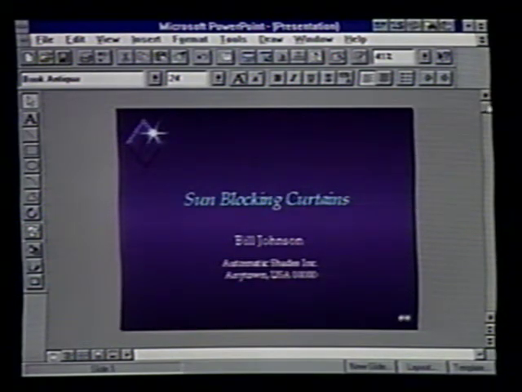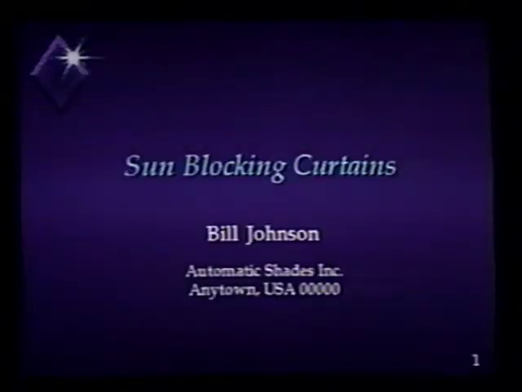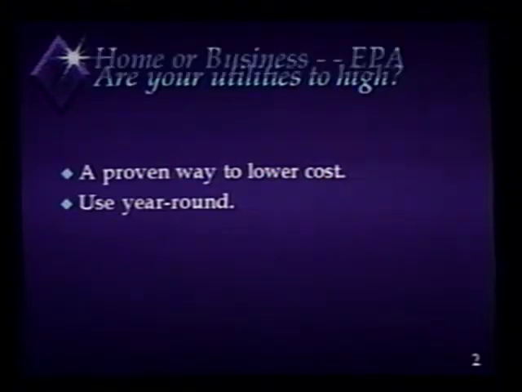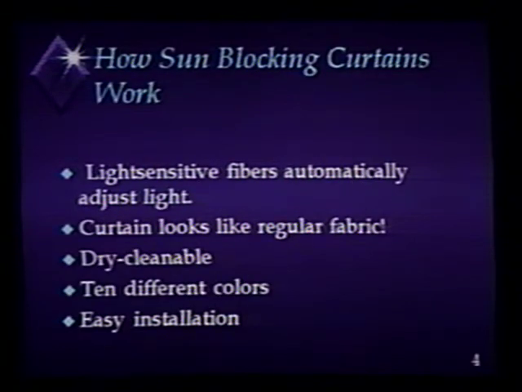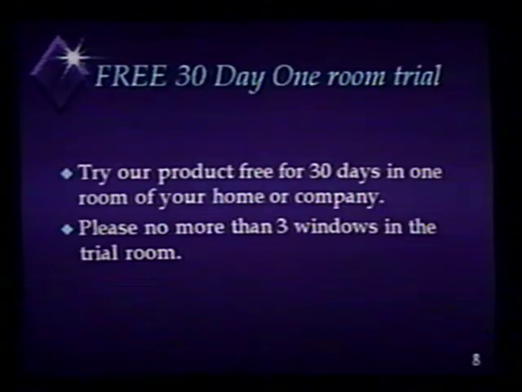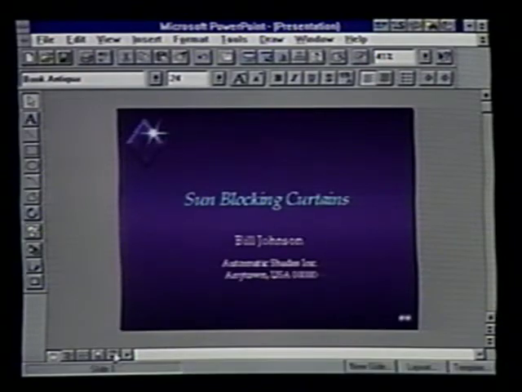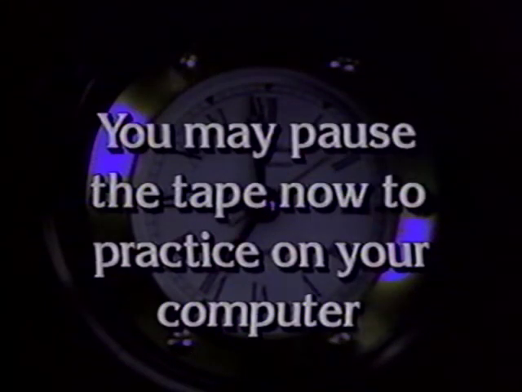With the first slide displayed, we select the slideshow button. It's the 5th from the left in the left corner of the window. We advance the slides by clicking the mouse. We see the sun blocker curtain text on each slide and each slide's number. When we finish the show, we return to the presentation window. You may pause the tape now.